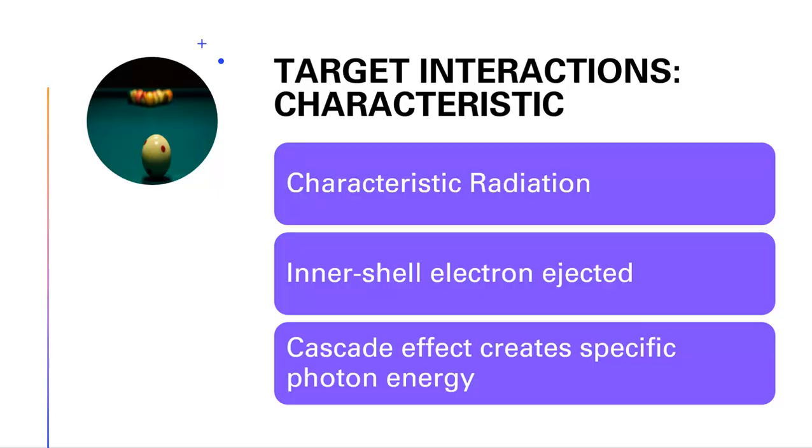To fix this, an electron from an outer shell drops in to fill the void, a process we call the characteristic cascade. When that electron drops down, it releases energy in the form of a photon that is exactly equal to the difference in binding energy between those two shells. This is why we call it characteristic. The energy is unique, discrete, the fingerprint of the tungsten atom itself.